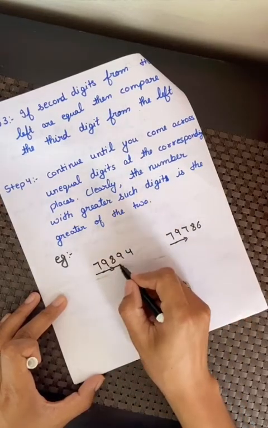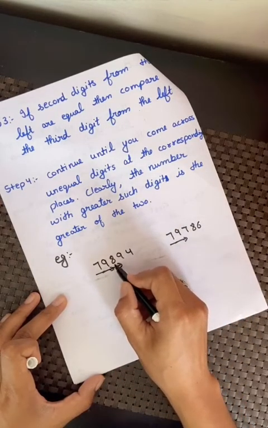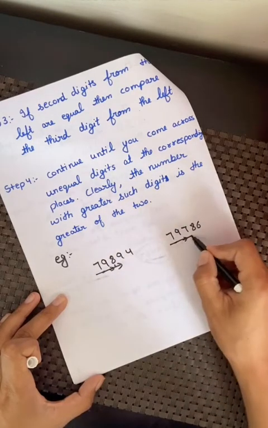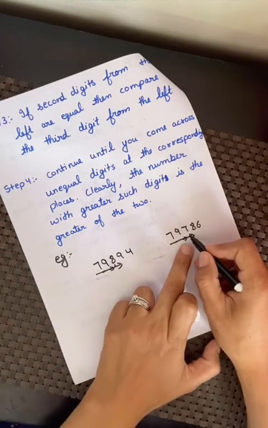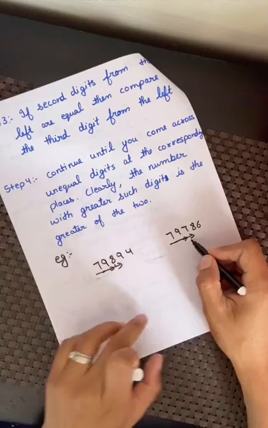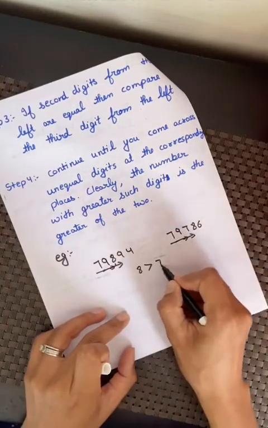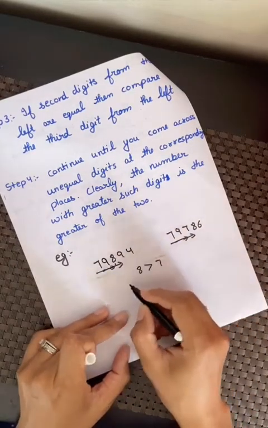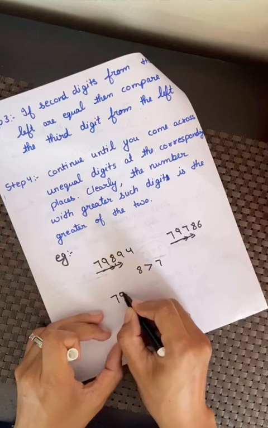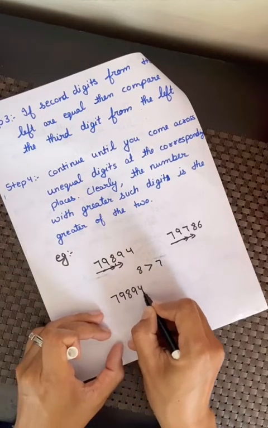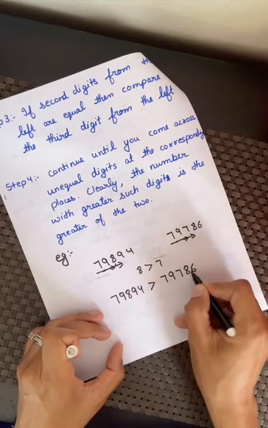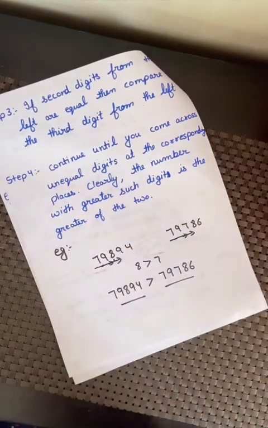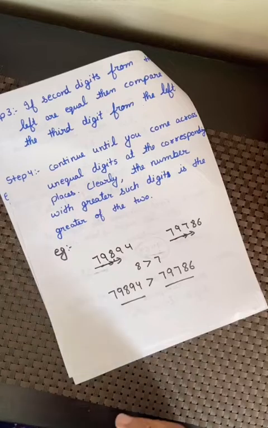Let's move further. Our third digit from the leftmost place is 8, and in this number the third digit from the leftmost place is 7. As 8 is greater than 7, we can come to the conclusion that 79894 is greater than 79786. So I think you have got my point.